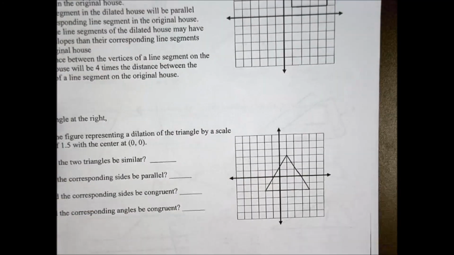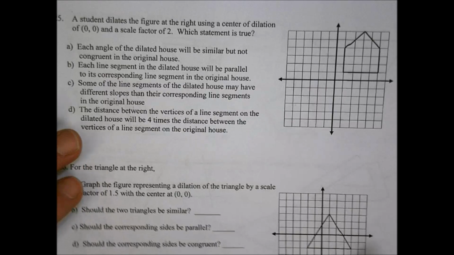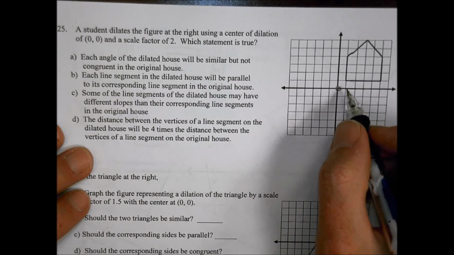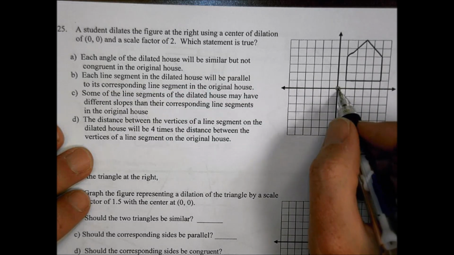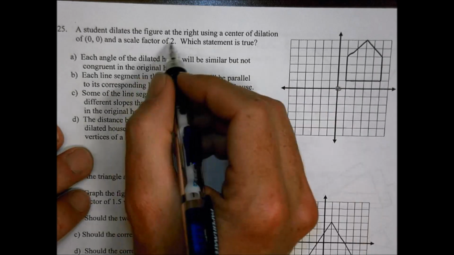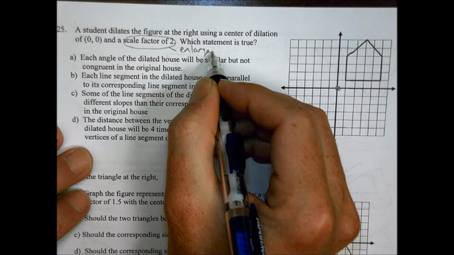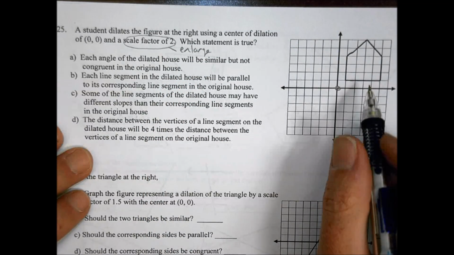It says a student dilates the figure at the right using a center dilation of (0, 0), the origin, and a scale factor of 2. Which statement is true? So a scale factor of 2, that means it's going to be enlarging, right? Okay, it's going to get larger. So let's see what happens.